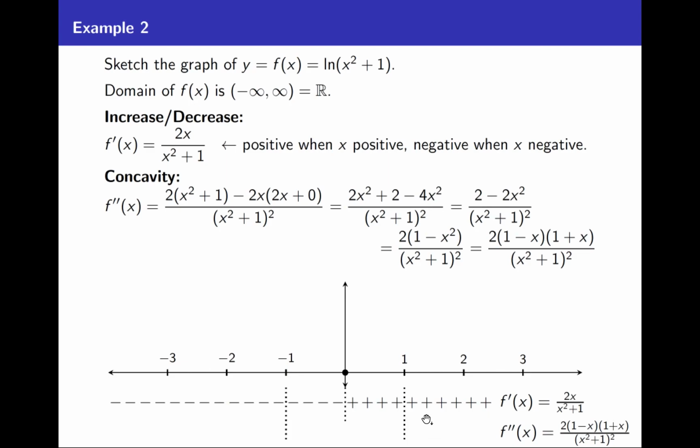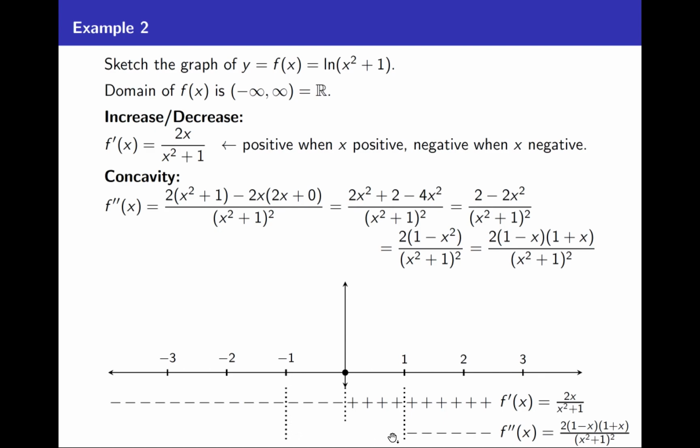Well, let's see. Let's take the rightmost interval from 1 to infinity. You might want to take a test point of 2 and plug that into f prime prime and see what you get. F prime prime of 2 is 2 times (1 minus 2) times (1 plus 2) divided by a positive number down here. So 1 minus 2 is negative, and 1 plus 2 is positive. So we have negative times positive over positive, and that's negative. So f prime prime is negative on the rightmost interval.